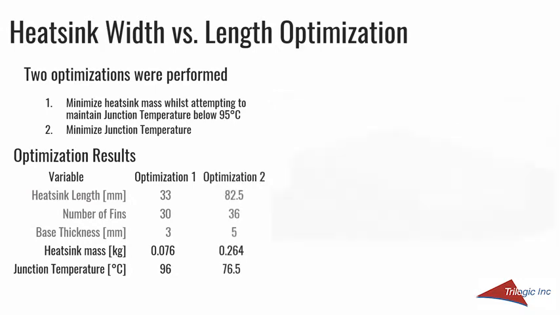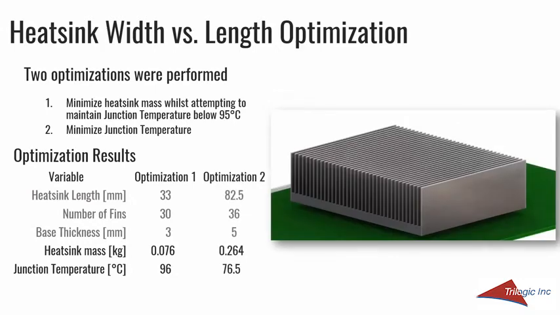For the second optimization, I wanted to minimize the junction temperature. So in this case, it went to full width allowed with 36 fins. It went to full base thickness, and then grew the heatsink length to 82.5 millimeters, where 99 millimeters was the maximum it could have gone to. So going beyond 82.5 wasn't going to benefit the heatsink performance because of the air being allowed to bypass, so it cut it off at 82.5.